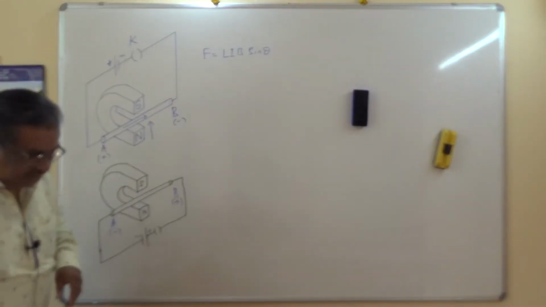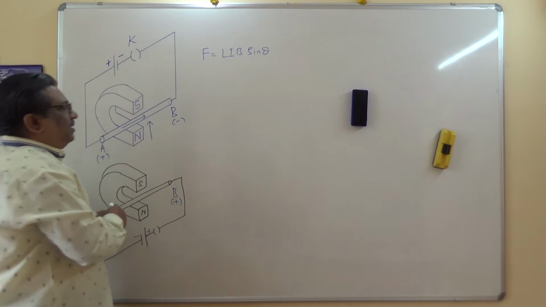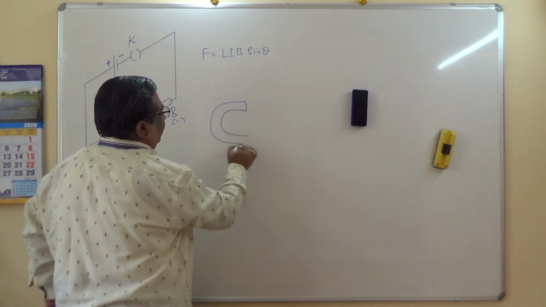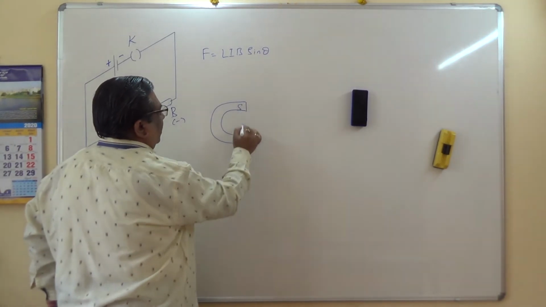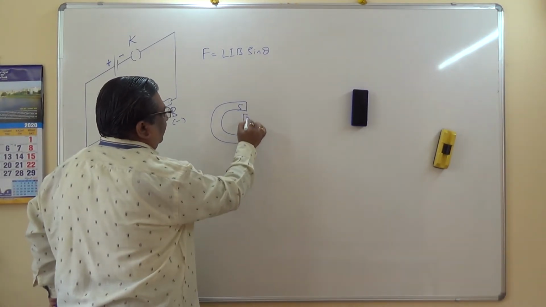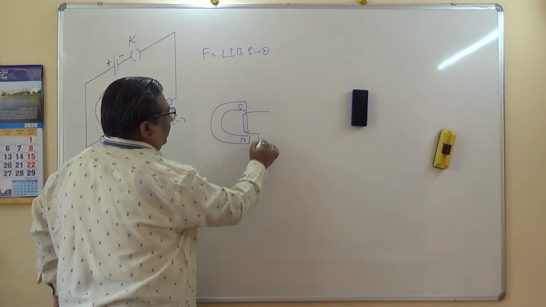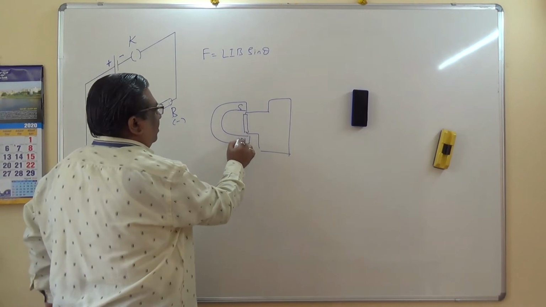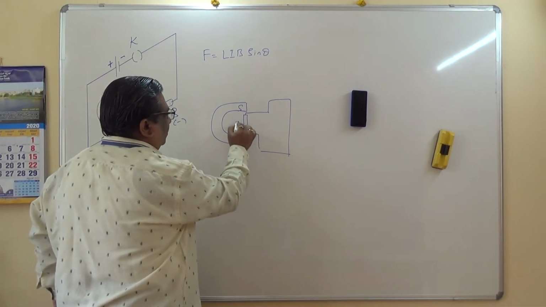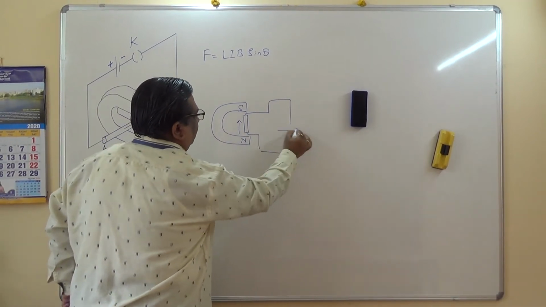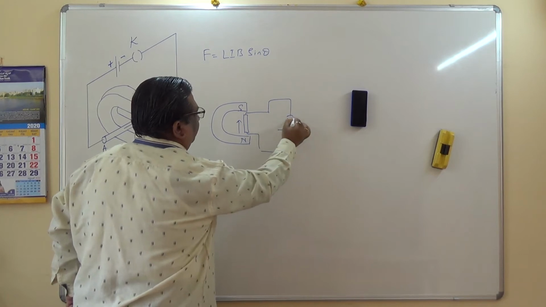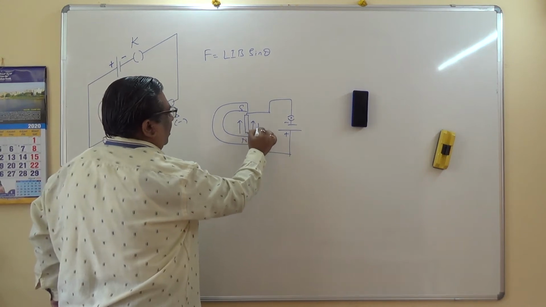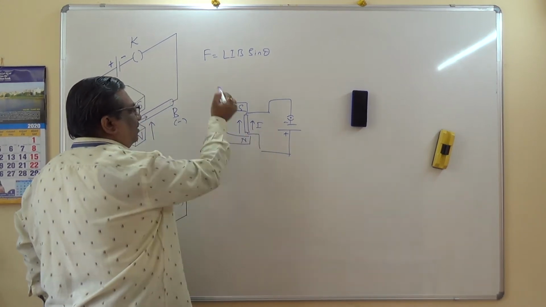See, this is a horseshoe magnet here, with sides north and south. If I place the conductor like this and connect it to the battery terminals, here the magnetic field is from north to south. If I connect this plus and minus, the current is also in this direction I, and this is the magnetic field B.